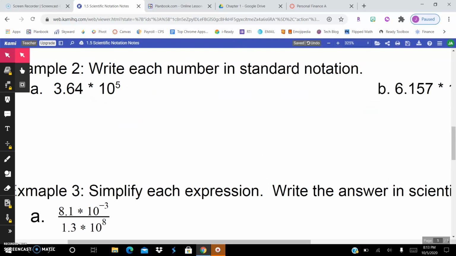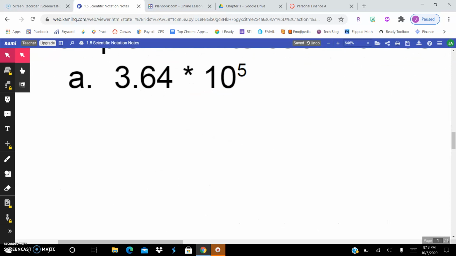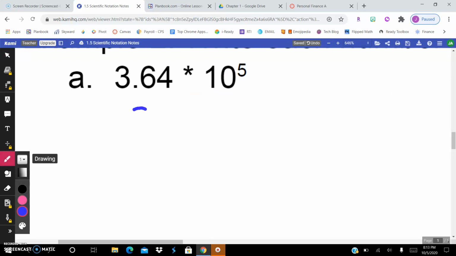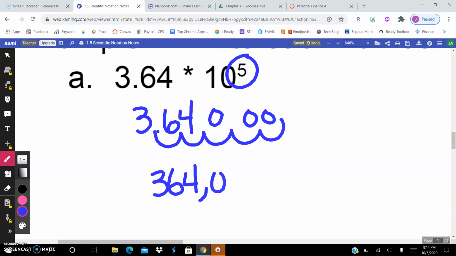Then you're given two numbers written in scientific notation, and you are going to have to write those in standard notation. So you're going to start with a 3.64, and then you're going to look at the exponent. It's a positive 5, so that means I'm going to move 5 to the right. So 1, 2, 3, 4, 5, and fill in the empty spots with zeros. So our final answer would be 364,000.